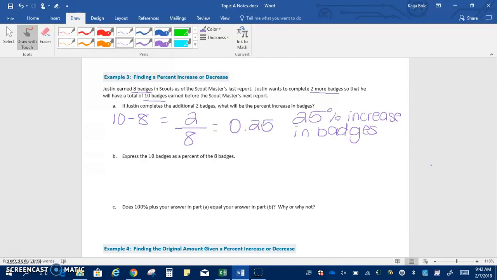Right? B says express the 10 badges as a percent of the 8 badges. So this is going back to what we did before. So we see that keyword of the 8 badges. That means this is our whole. The 10 badges is our part. So I'm going to use our equation. So it's 10 equals x for our percent times 8. And if we divide by 8 on both sides, we get x equals 1.25. So as a percent, that would be 125%.